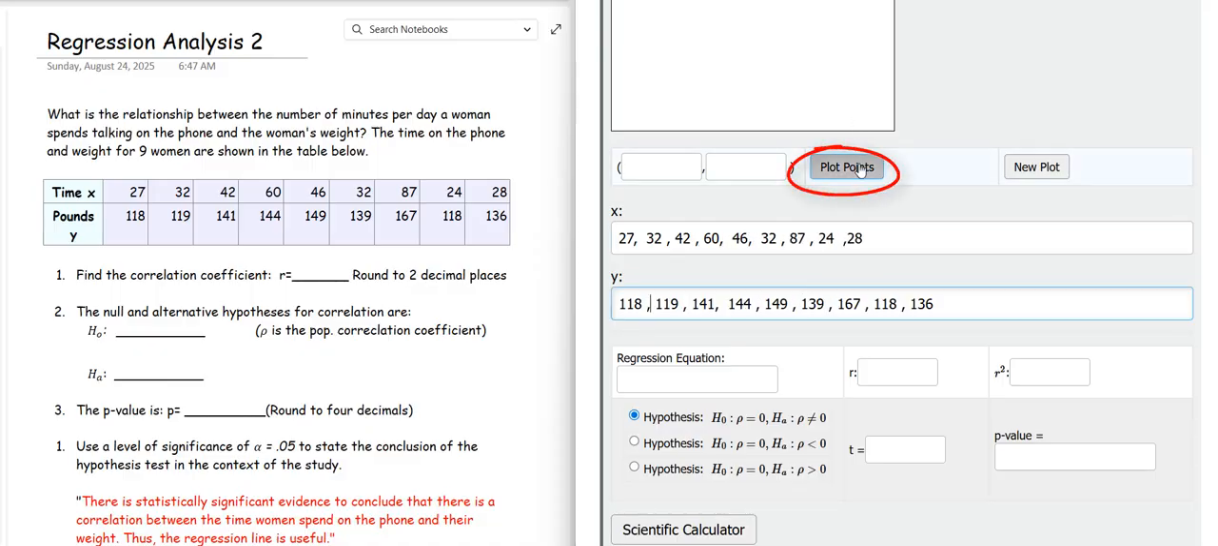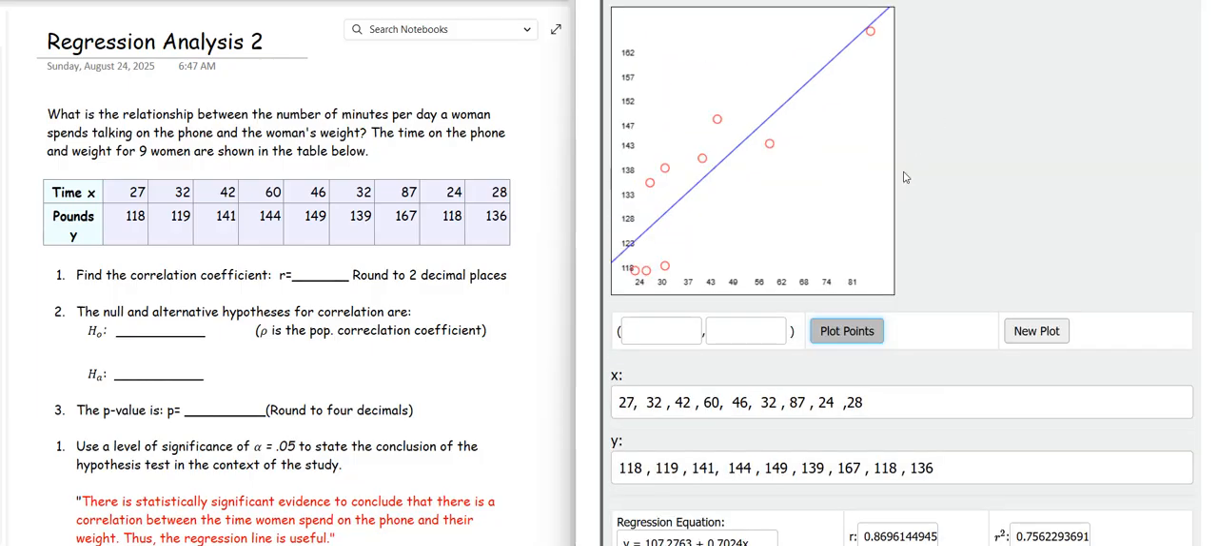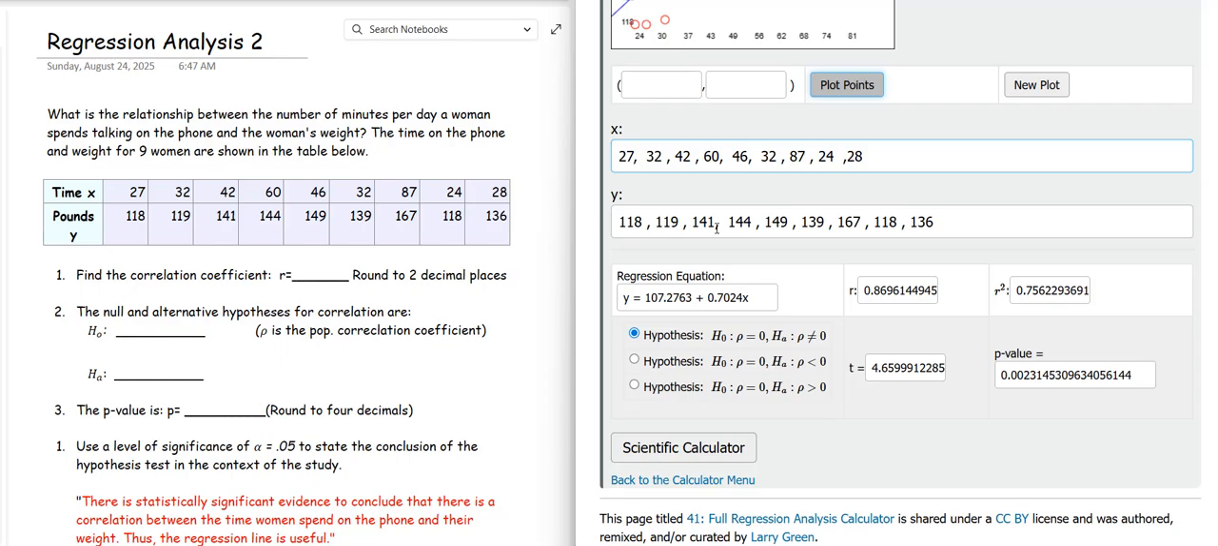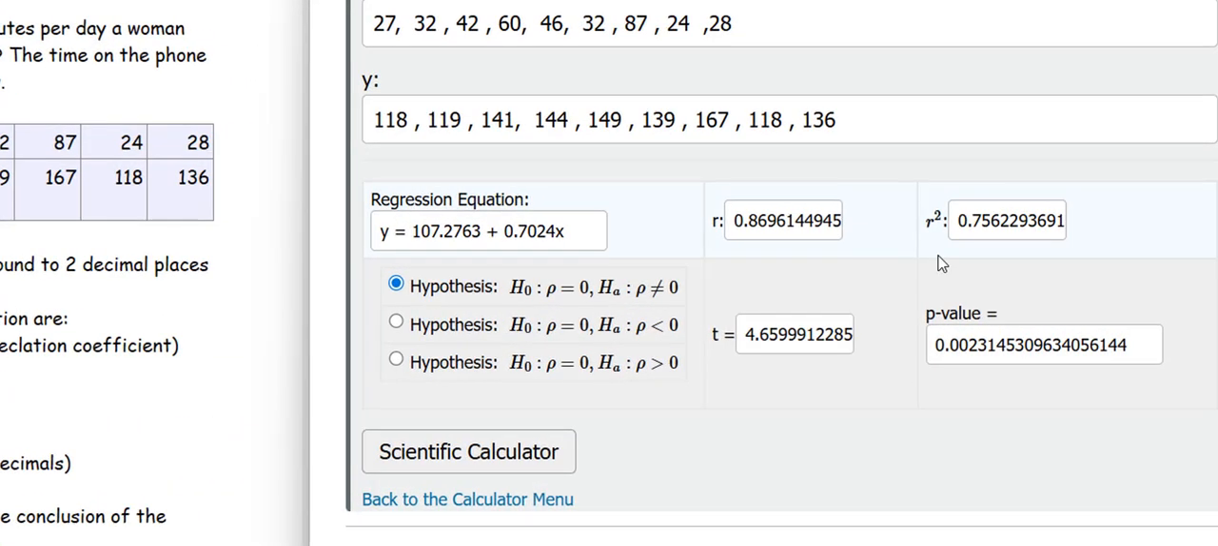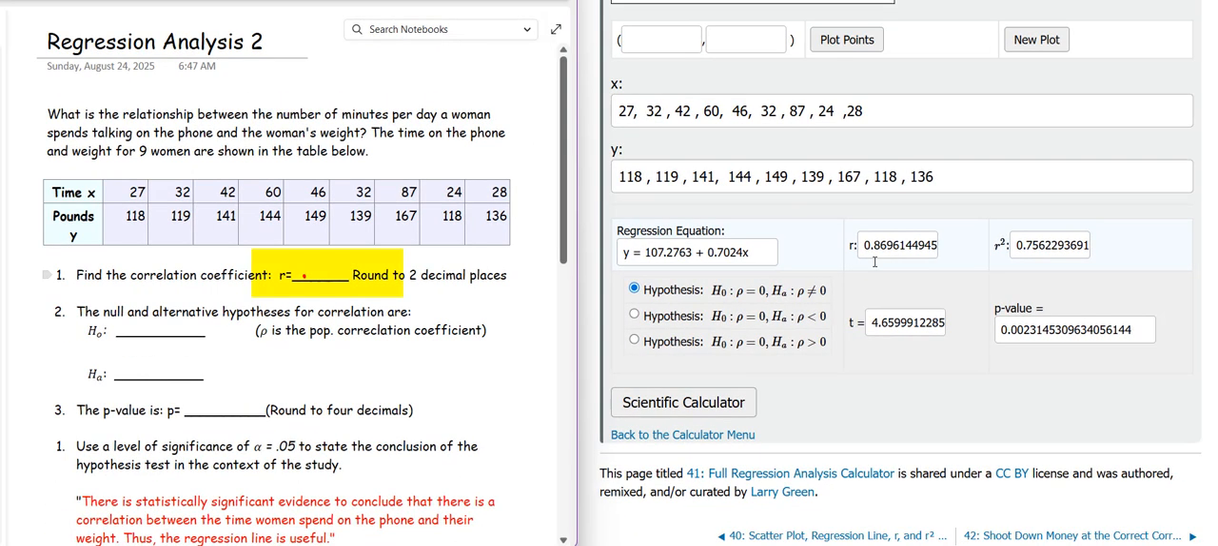Okay, and now click on plot points. We can see we've got our points plotted and we've got the line of best fit plotted. It looks like there is a moderate positive correlation between number of minutes spent on the phone and pounds. Let's go down to the information here. The first thing we're asked for is the correlation coefficient R, to 2 decimals. So to 2 decimals, that would be 0.87. I'll record that over here, 0.87.